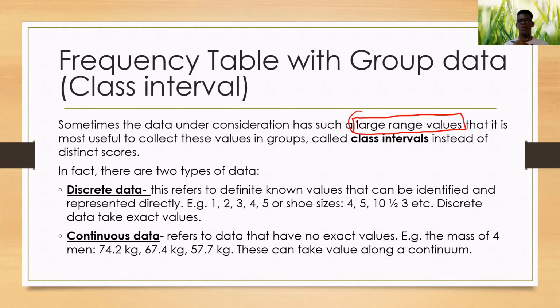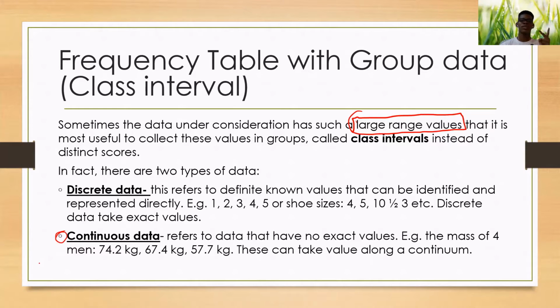Because if our observations are not values, then we can't group, right? We can still group, but it won't be class intervals, right? It won't be the mathematical class intervals that we're talking about. So class intervals, group data, usually done when we're looking at a large range of values. It's also done when we're looking at continuous data sets, continuous data.